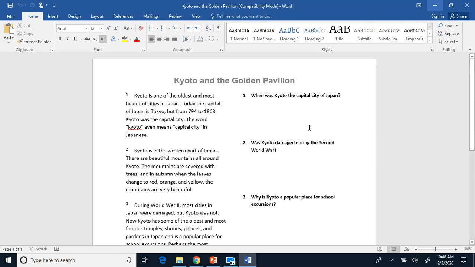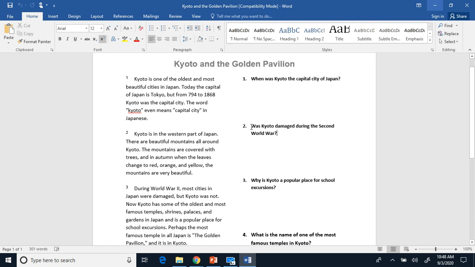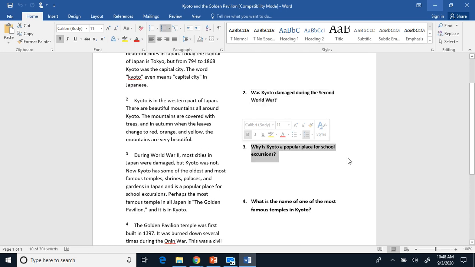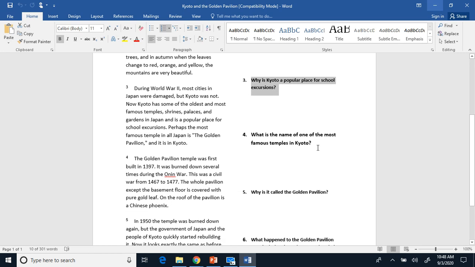All right, so today we are reading about Kyoto and the Golden Pavilion. Number one, when was Kyoto the capital city of Japan? Two, was Kyoto damaged during the Second World War? Three, why is Kyoto a popular place for school excursions?